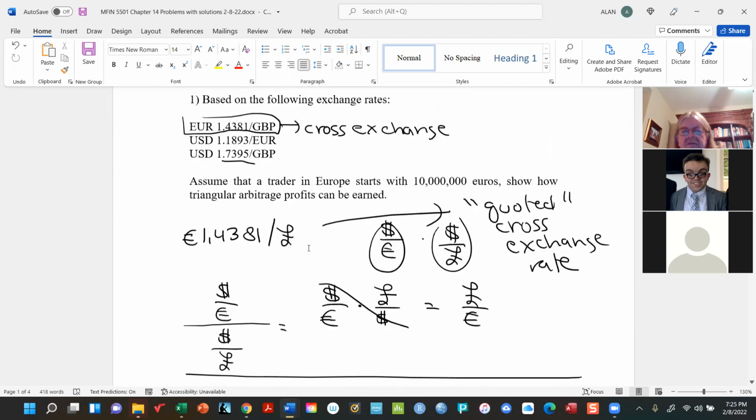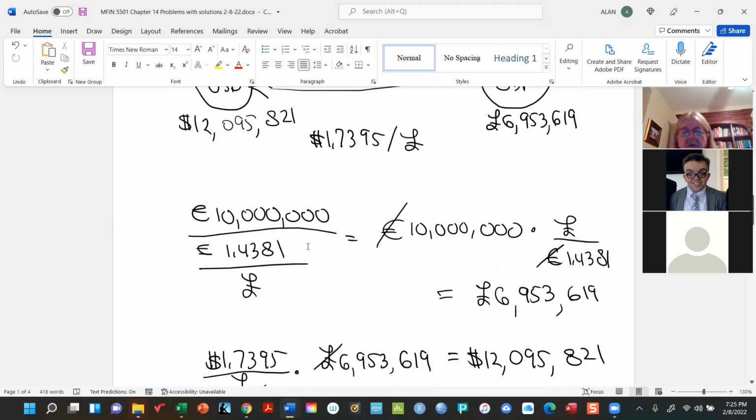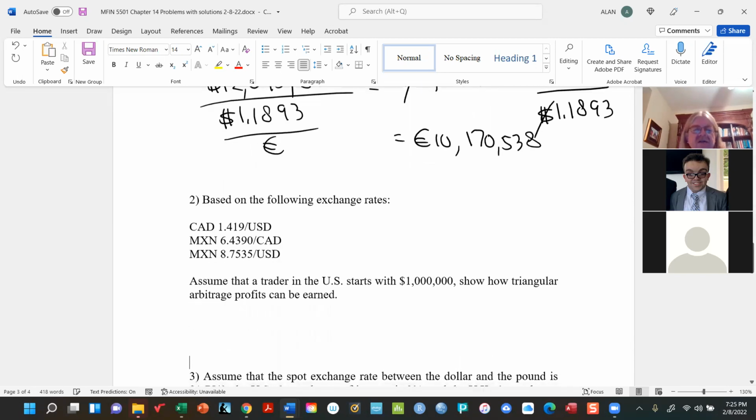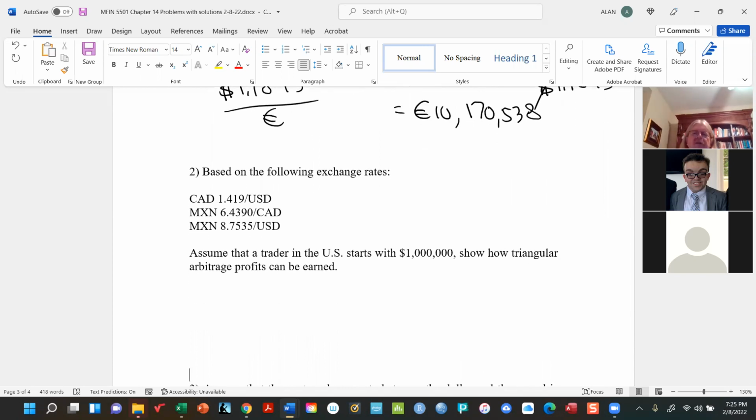Okay, so let's go ahead. Now, the second one is a little trickier because we're not dealing with the major currency pairs. It's not that the Mexican peso isn't an important currency. It's just not considered to be one of the really major currency pairs like the dollar, the pound, the euro and the Swiss franc. So I don't know if there are any symbols for us to use. The Canadian dollar usually is listed as C dollars. For the Mexican peso, you just use CP.